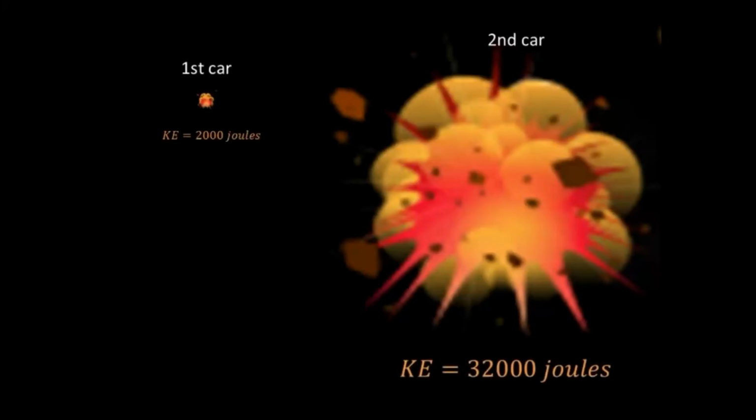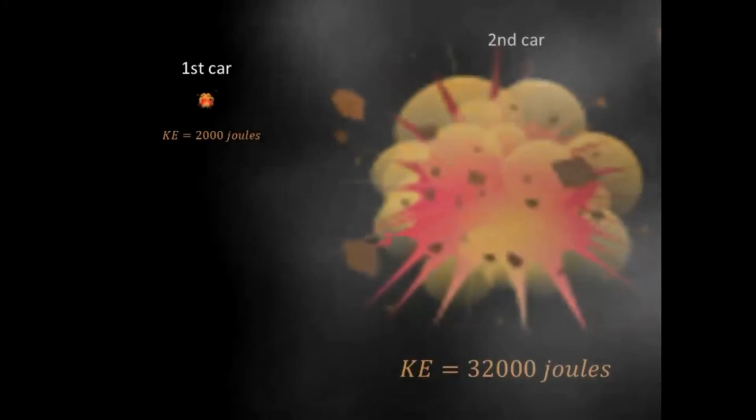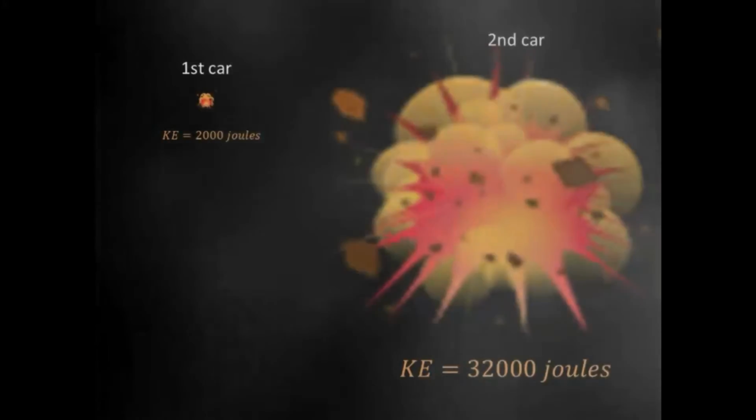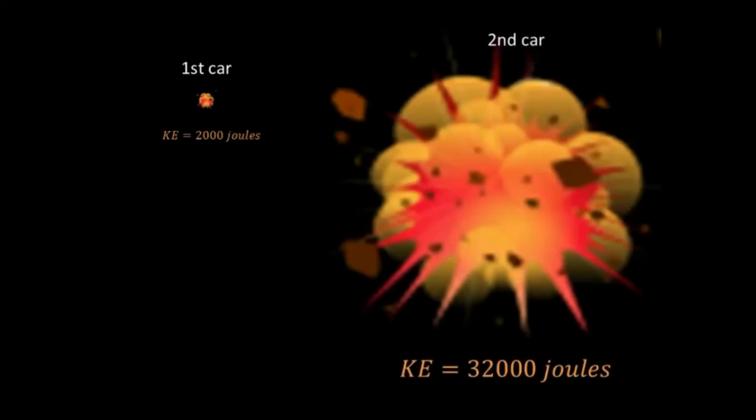Let's compare these two examples. The first car had a collision that released 2,000 joules of energy. Its kinetic energy while it was in motion was approximately 2,000 joules. The second car, when it collided with the brick wall, released 32,000 joules of energy. That meant that its energy when it was in motion was approximately 32,000 joules.